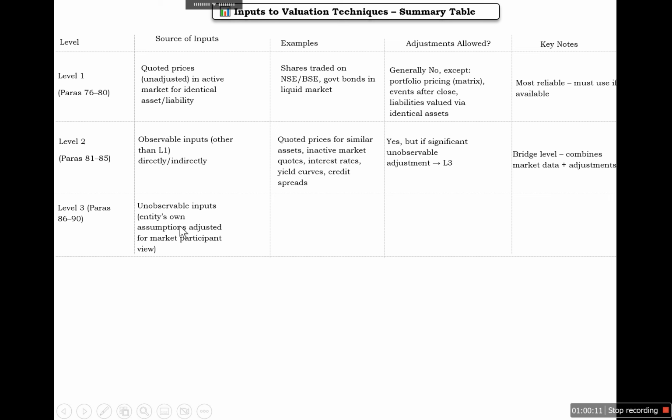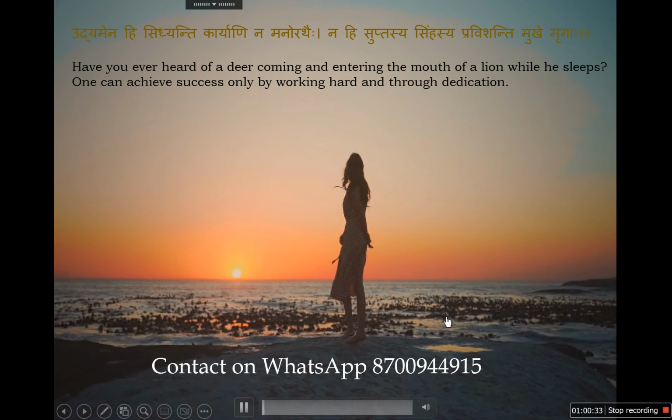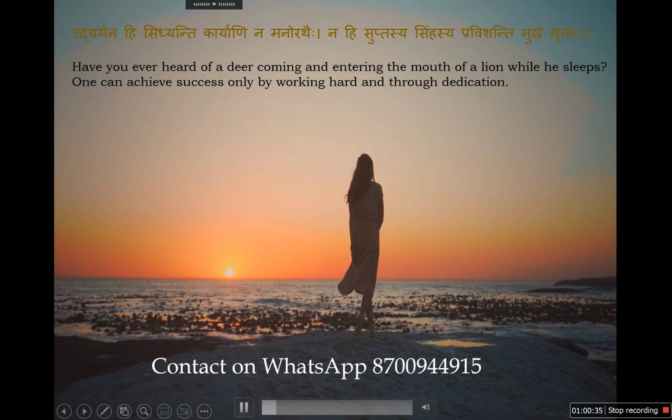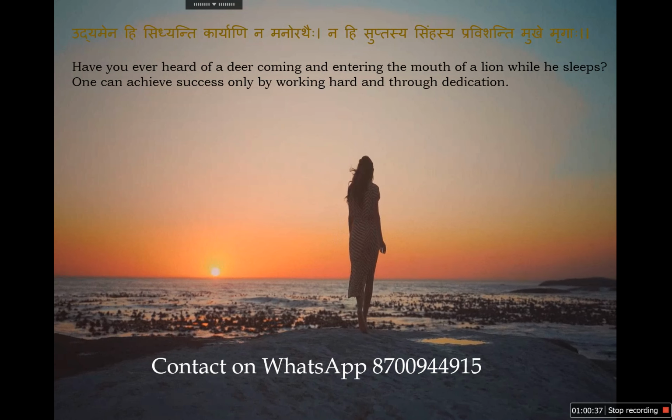And level 3 is unobservable input. So the entity's own assumptions are used. So it is less favored. Here examples are private equity fair value and specialized intangibles, etc. So here also we need to do the adjustment. So this is the least reliable, and the highest judgment and uncertainty is involved here. So this is all about the Ind AS 113 fair value measurement.